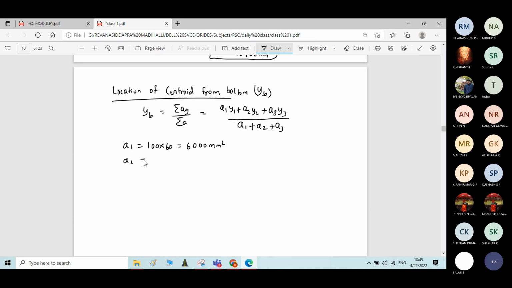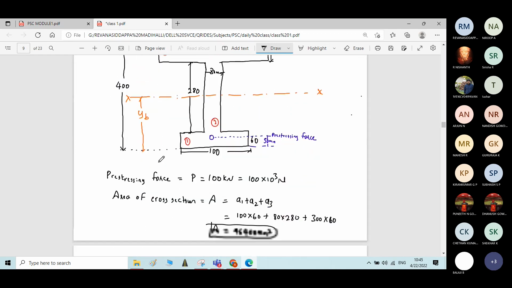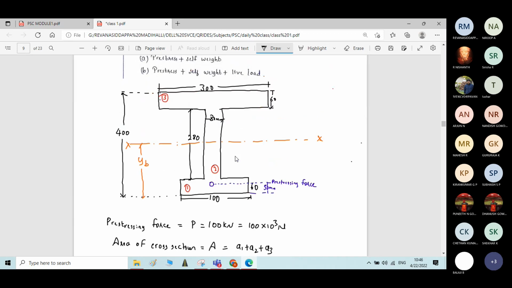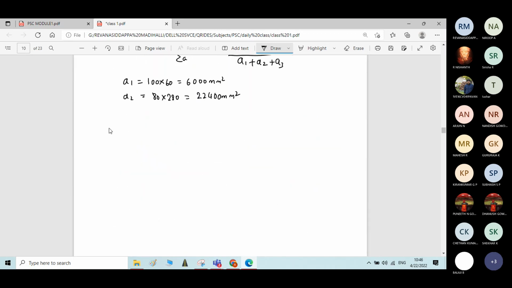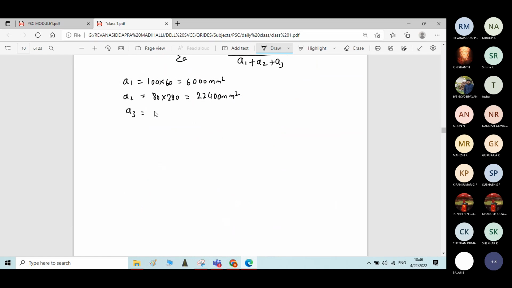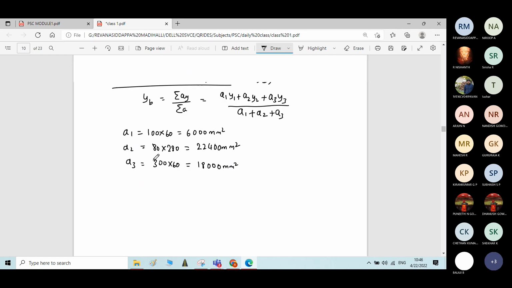So 6000 mm square. Then A2 is area of rectangle 2. It is 80 by 280. If you calculate, you will get answer as 22,400 mm square. Then A3 will be equal to area of rectangle 3. A3 will be equal to 300 by 60. If you calculate the answer, it will be 18,000 mm square. Okay. Then what else is required?